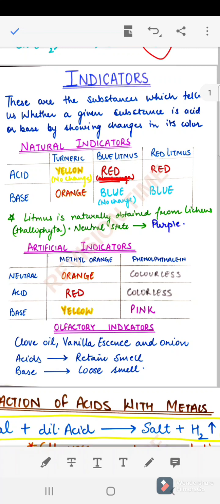And we have turmeric also. With acids, the turmeric is unchanged, it remains yellow in color, but with bases, the turmeric changes to orange in color. We can perform this experiment. You can use soap water and add haldi, that is turmeric, to it, and you will see the changes. It will change to orange in color because soap is somewhat basic in nature.